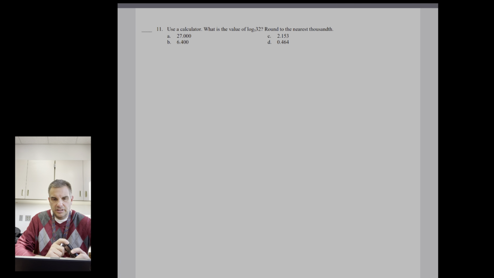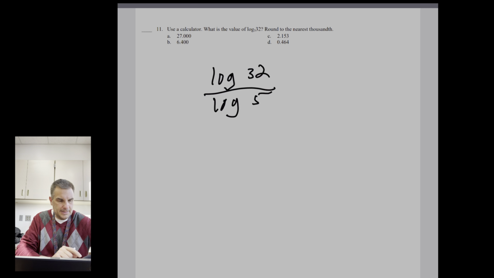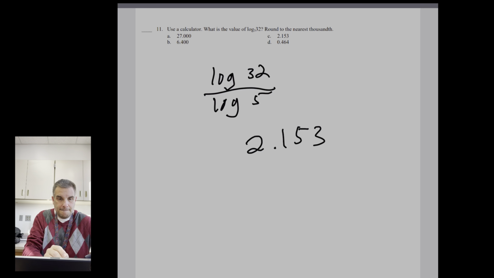Number 11, use a calculator. What's the value of log base 5 of 32? We've got to use the change of base formula again. So the log of 32 divided by the log of 5. Round to the nearest thousandth, so 2.153. So C.